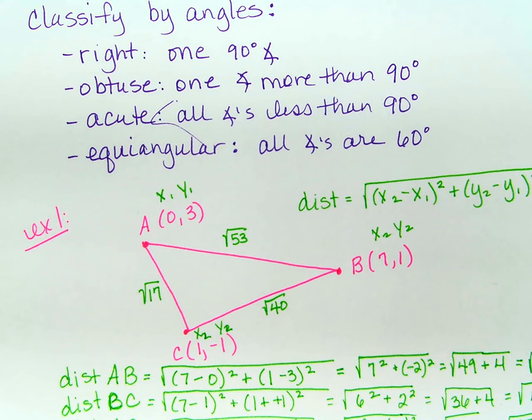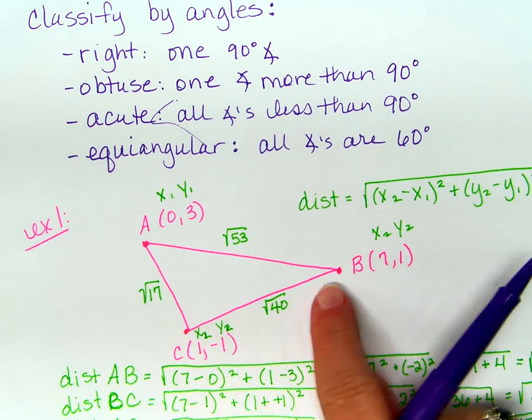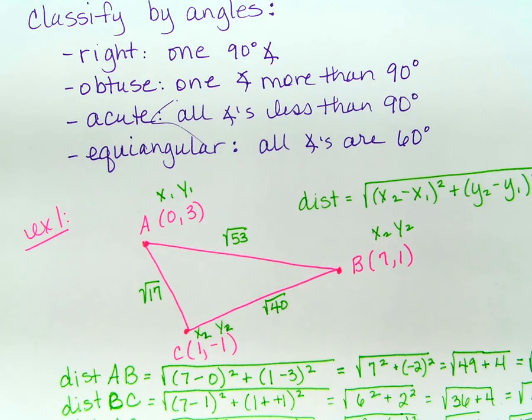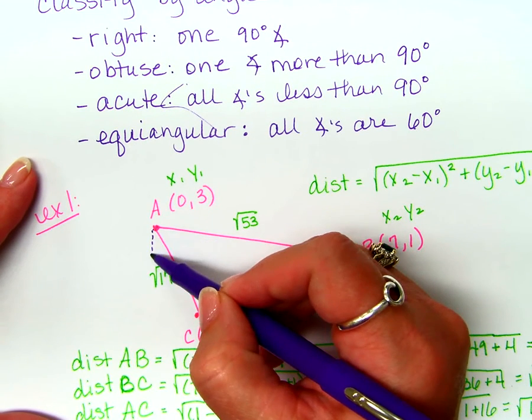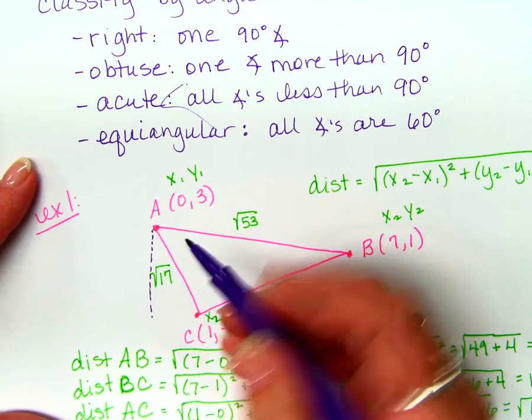Their slopes are opposite reciprocals, right? Parallel lines have the same slope, right? But perpendicular lines have what? Opposite reciprocal slopes, right? You remember that? Okay, so we need to figure out what the slopes of these two lines are right here, don't we? All right, so let's see if we can figure out the slope of this line right here.